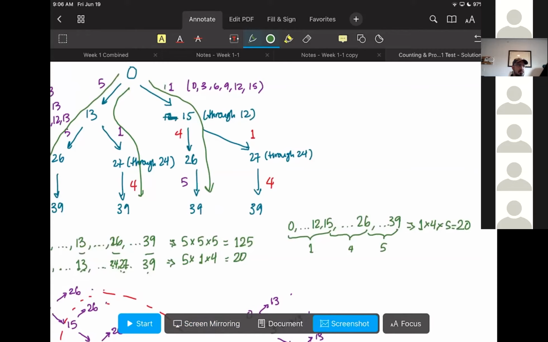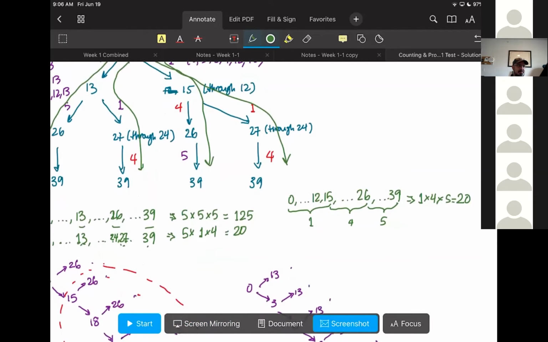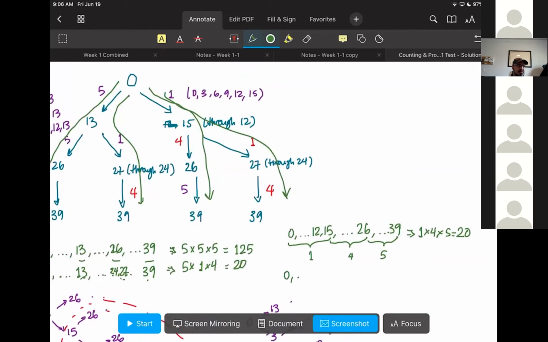And then the last case is we have 0, and then we don't visit 13, and then we don't visit 26. So then we have 20, 24, 27, and then we go to 39. And then here, we basically have 1 way to go here, 1 way to go here, and then 4 ways to go here. So that's 4. So these are the 4 cases.